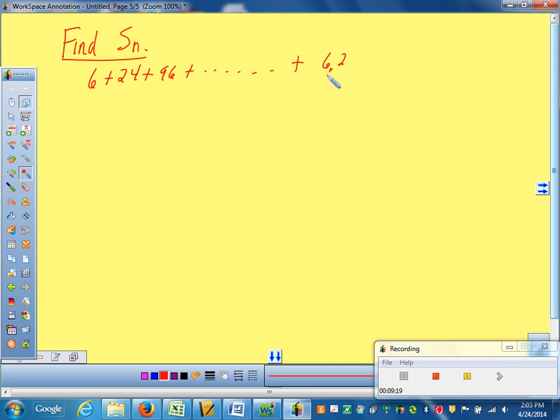Okay, this particular sequence starts at 6, whatever, and it ends at 6,291,456. Or 291,000, sorry, I can't write. Come on. 2, 9, 1, 4, 5, 6. So that is the what? That is the last term.